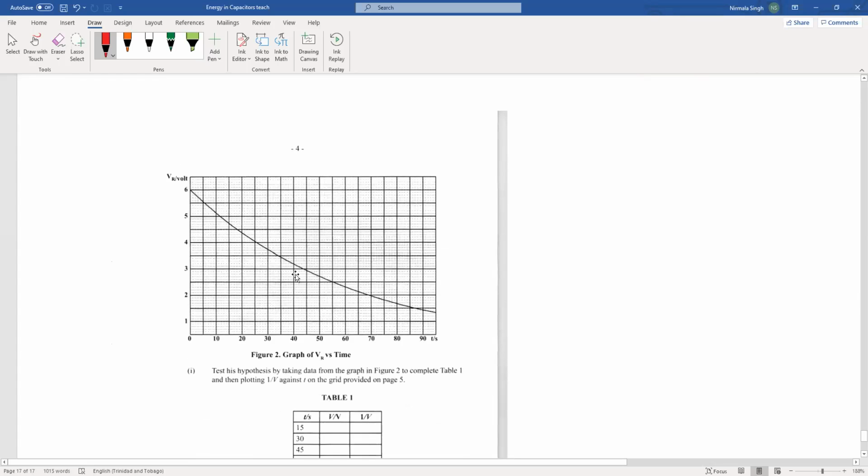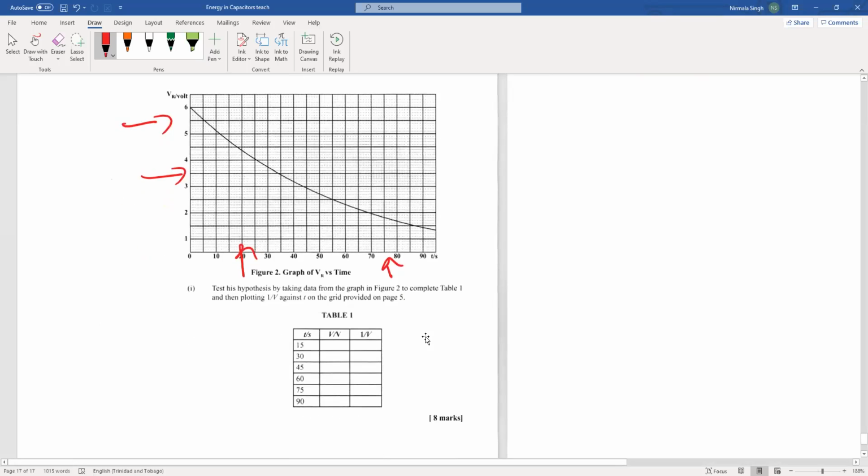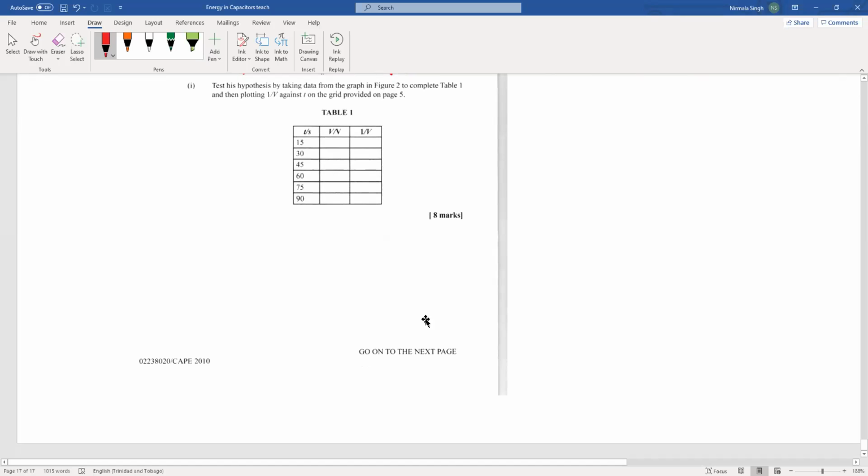You're going to get a graph where you can read off your voltage as time changes. As time changes, your voltage is going to decrease. So from this, you're going to have to read off your voltage at given times. If your time is 15, you find 15 on the graph and read off your value. If your time is 90, you find 90 and read it off from your graph. Then calculate 1 over V and plot your graph.